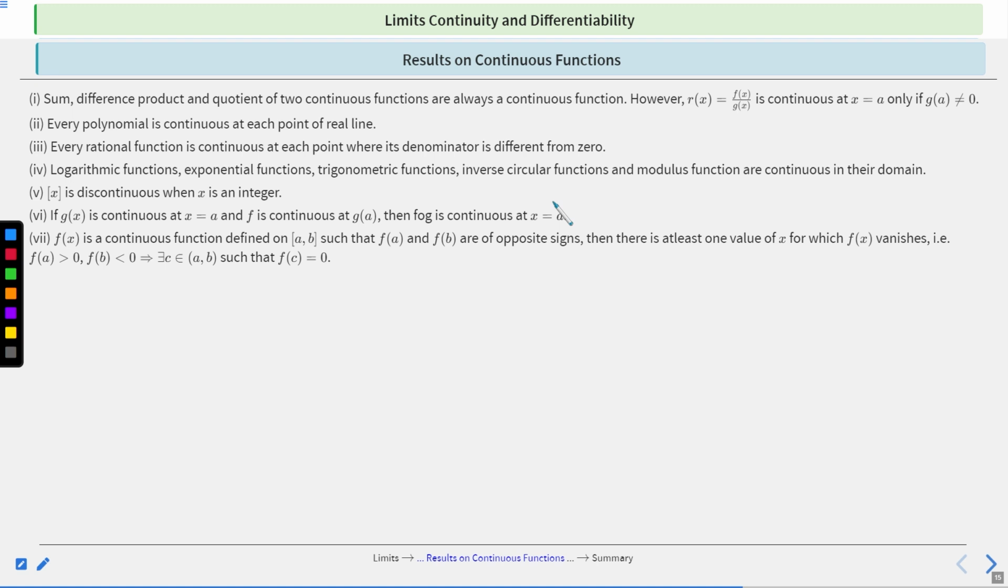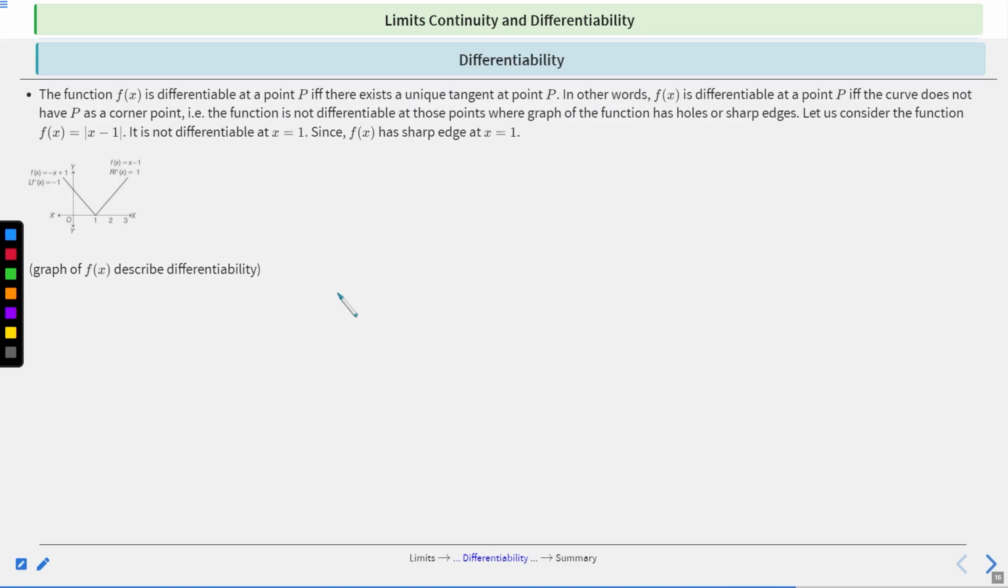Which implies there is at least one c belonging to (a, b) such that f(c) is equal to 0. Clear? You have to remember this.